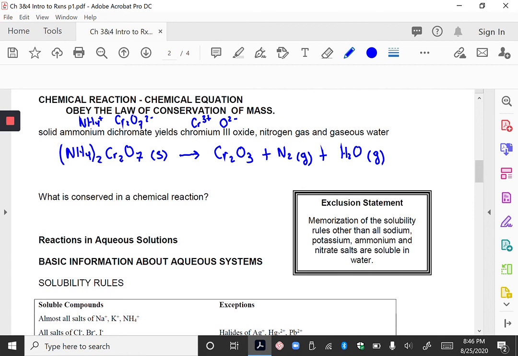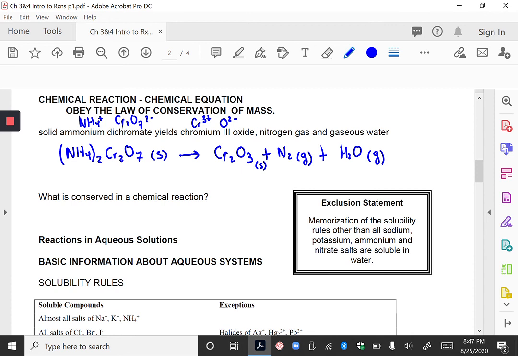They don't tell us what state the chromium 3 oxide is. They don't tell us if it's a solid, liquid, or gas, but we know that at room temperature it should be a solid, right? All ionic substances at room temperature are solids. You don't have to put that there because they don't really tell you, but this is just for our notes.